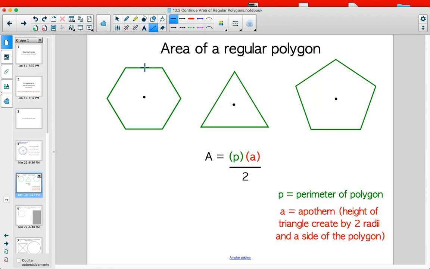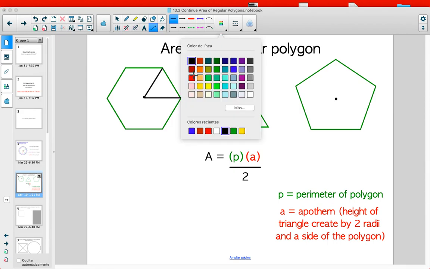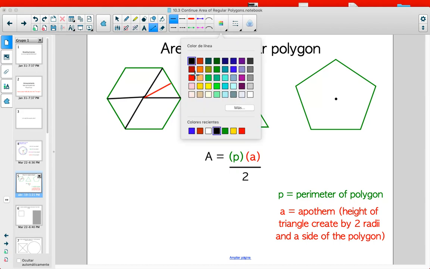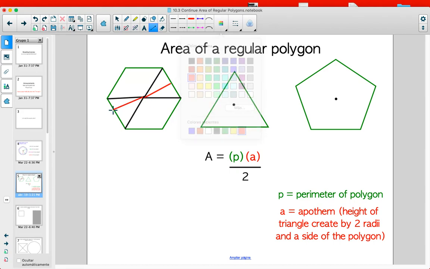So I will do my best to draw the apothem for this triangle. So if I draw the two radii in black, and then I'll eyeball the apothem. So that's the apothem. And again, this hexagon has specifically 6 apothems. We just don't draw them all out, but I'm going to draw this one out here. So here's the apothem for this triangle. Now the apothems are congruent because these triangles right here are all congruent.